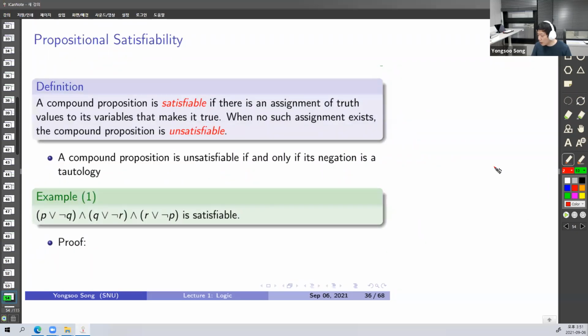And if no such assignment exists, then this compound proposition is called unsatisfiable. It follows directly from the definition that a compound proposition is unsatisfiable if and only if its negation is a tautology. Because if a proposition is unsatisfiable, its truth value is always false, no matter the values of the atomic propositions. So its negation is always true, which is called a tautology.